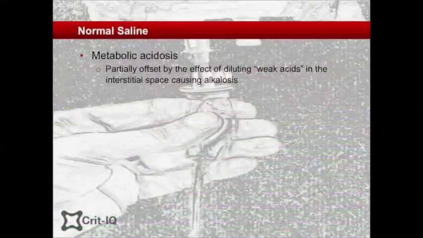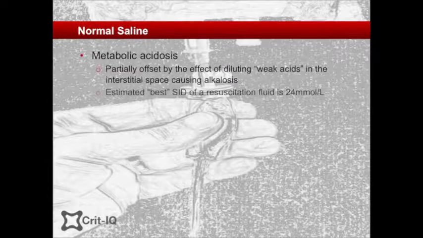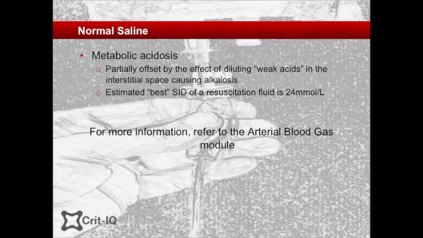This concept is important. It would be easy to assume that the strong ion difference of the ideal resuscitation fluid should be about 40 millimoles per litre, just like extracellular fluid. However, this alkalinising effect of the dilution of extracellular electrolytes and proteins means that it's somewhere in the middle. Computer models and laboratory trials suggest this figure is around 24. This concept, explained by Stewart's theory, is discussed in more detail in the arterial blood gas module.